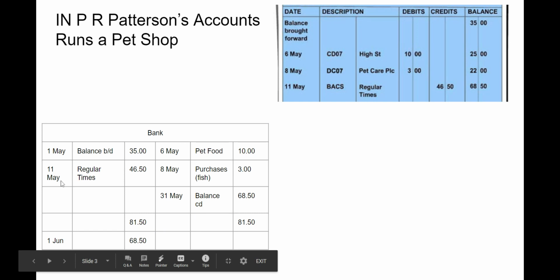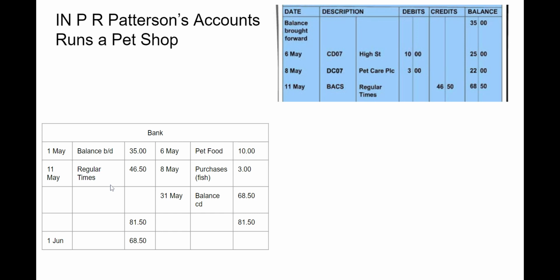and then finally, somebody has transferred some money to him called Regular Times. So that's somebody perhaps who's bought a dog from him, or some birds. Okay. Patterson is going to debit his bank because now he's gained an asset of £46.50.